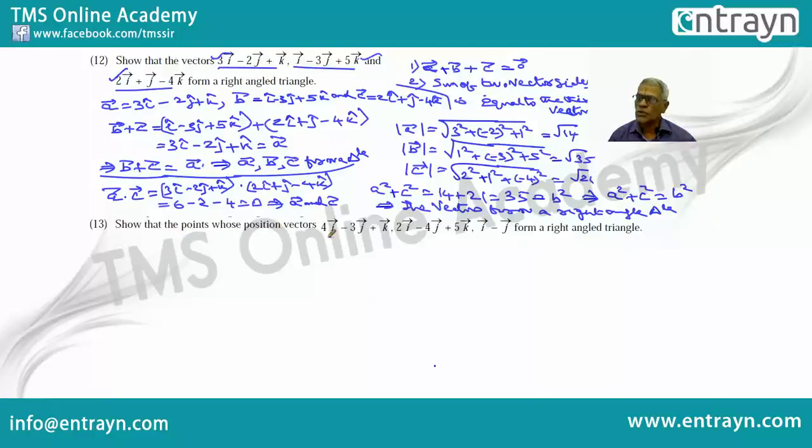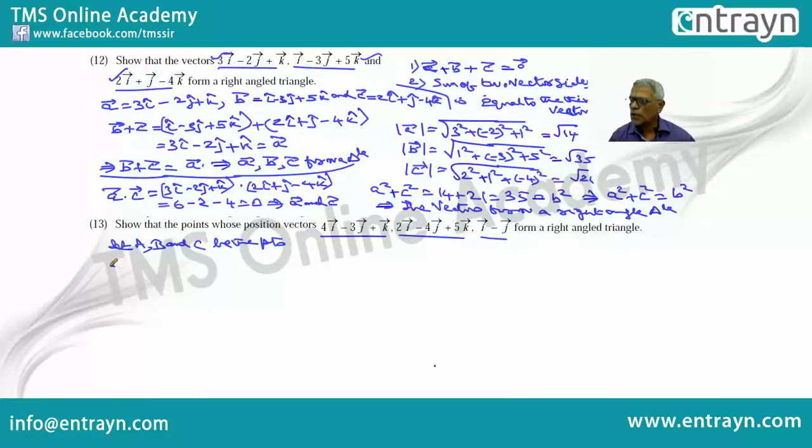Show that the points, so this is the position vector of the point A, and this is the position vector of the point B, and this is the position vector of the point C. Show that the points whose position vectors are, so this is the position vector of the point A, that is OA vector. This is the position vector of the point B, this is OB vector, and this is OC vector. Let A, B and C be the points.